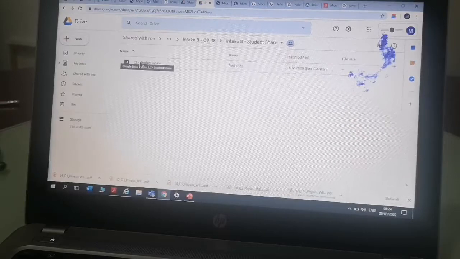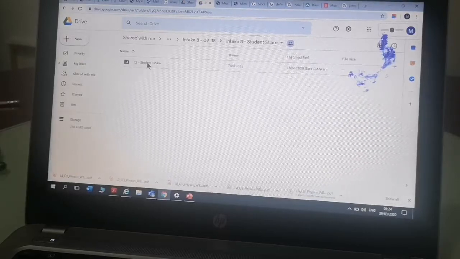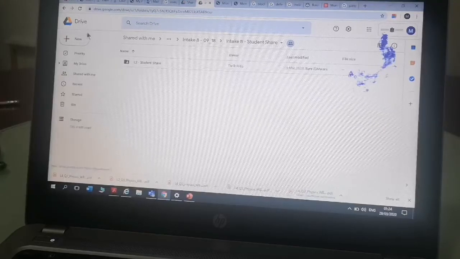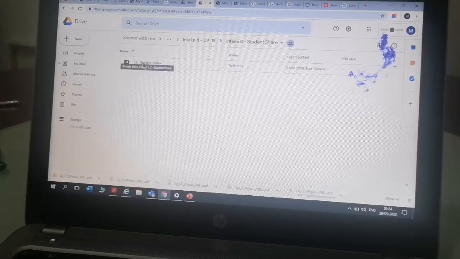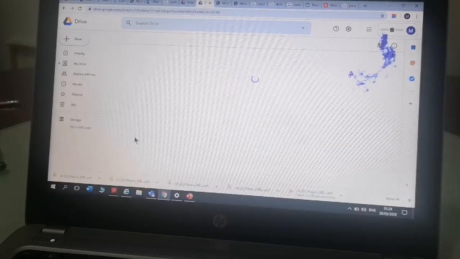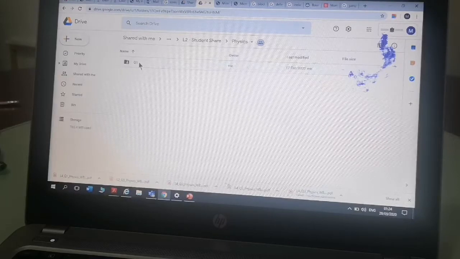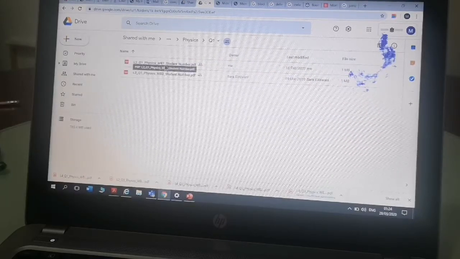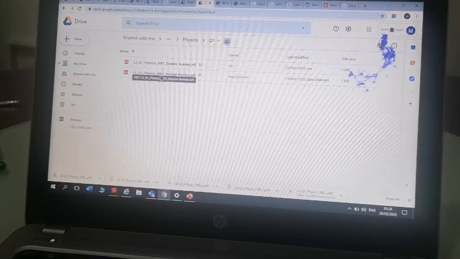So to find your workbook 2, go to student share, your shared folder, on Google Drive, and just go to physics, quarter 1, cube 1. We finished workbook 1, and now you need to do workbook 2.